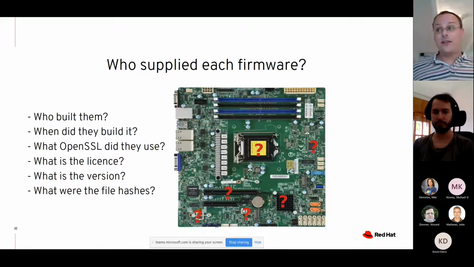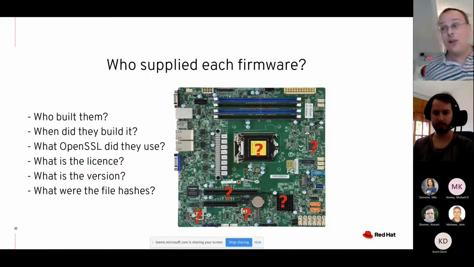When you have all of these, you don't know any of these answers, and maybe SBOM can solve this. Who built it? When did they build it? What libraries did they link against when they built it? What statically linked stuff have you included? What license is it? Is it still GPL, or is there proprietary stuff in it as well?